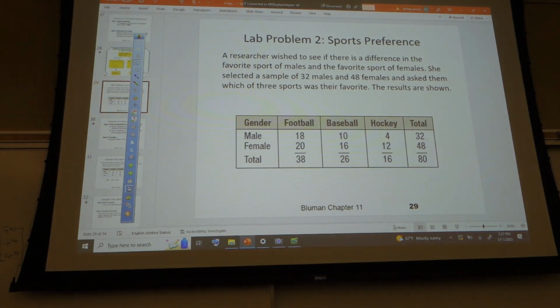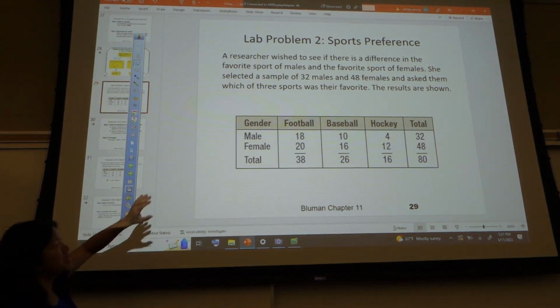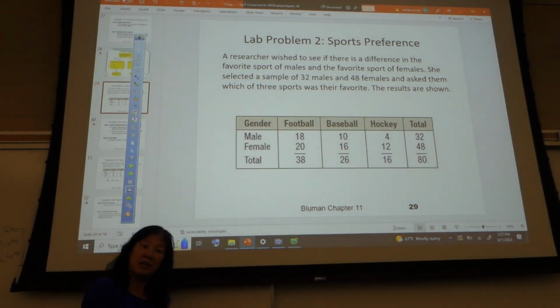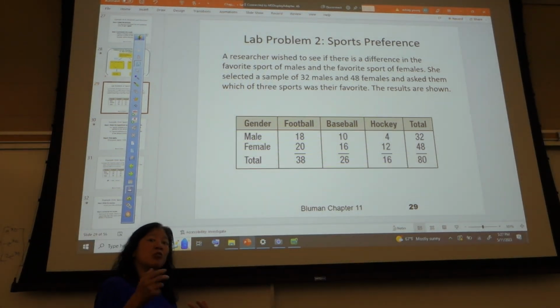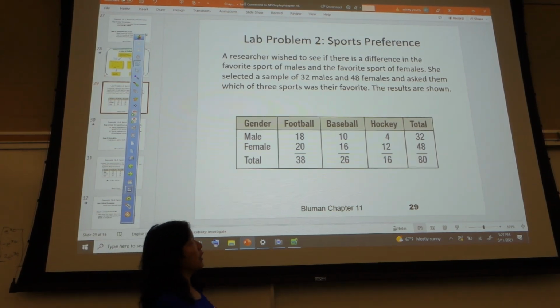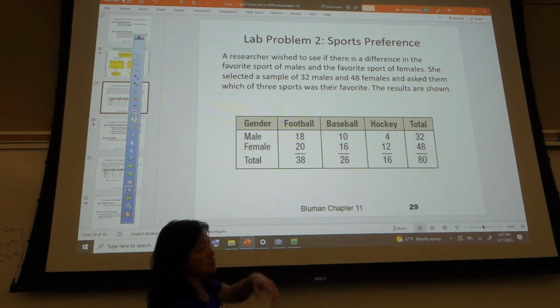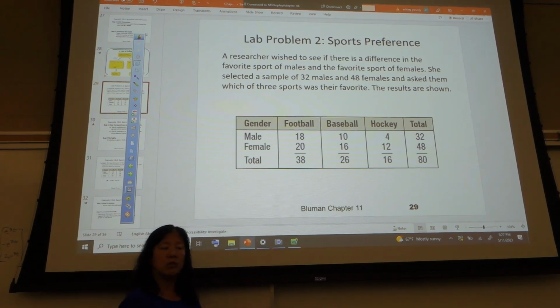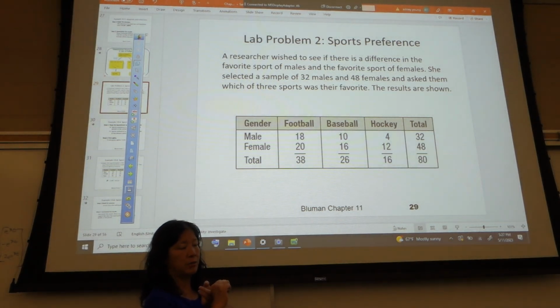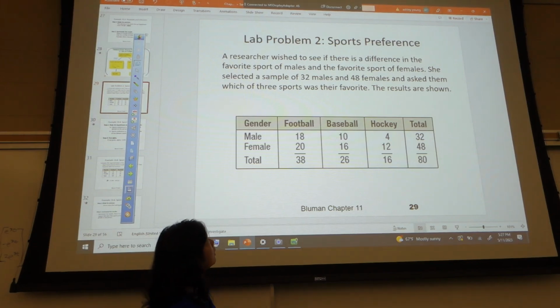So their claim is that there is a difference, which means that it is dependent. That means that it is related. So those are the three things you can look at. That's their claim, difference. So if it's different, that means it's not equal. So that'd be the H1, which again would go with relationship or dependent, not equal to.